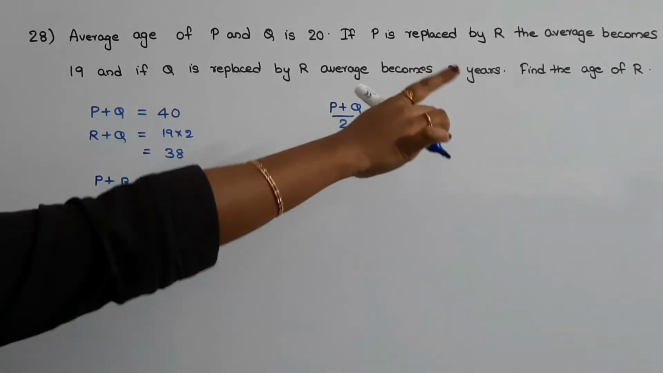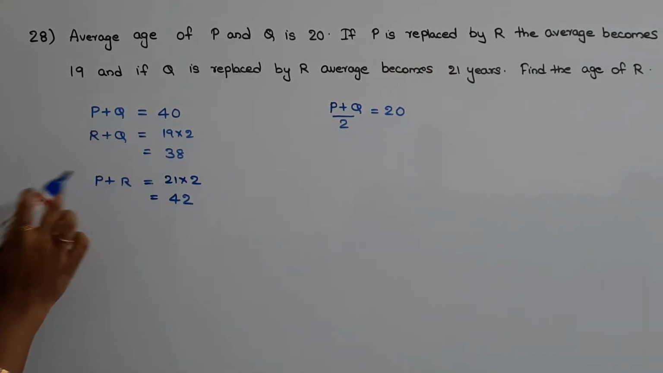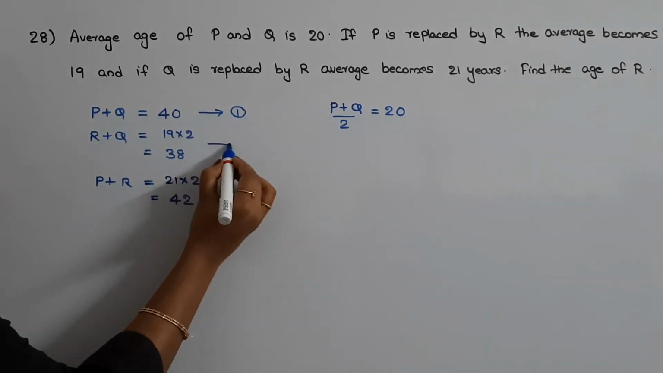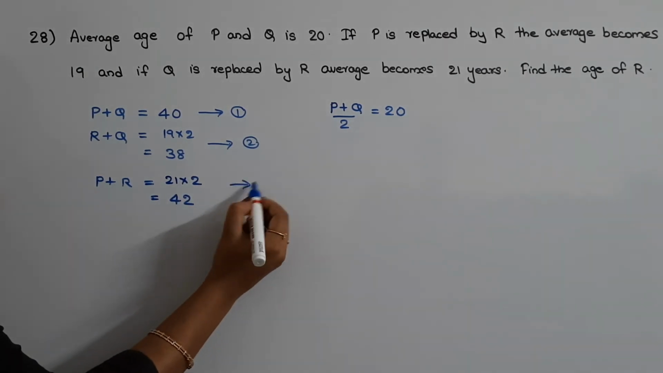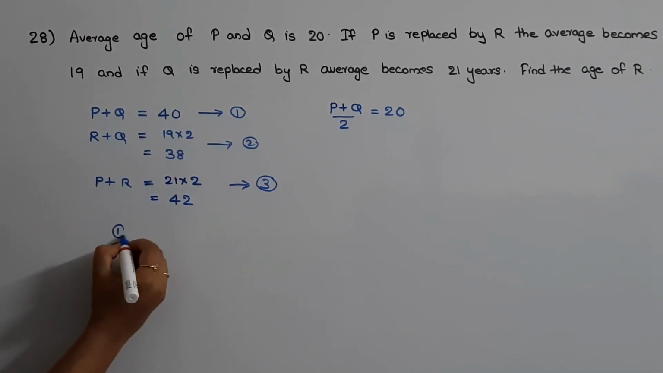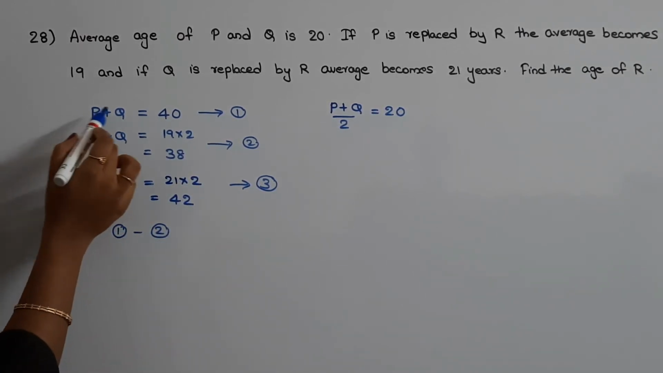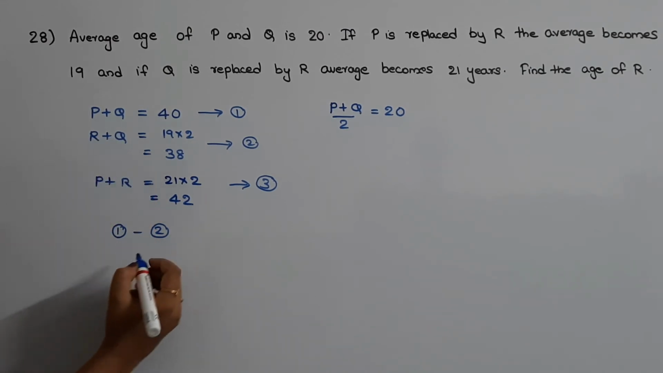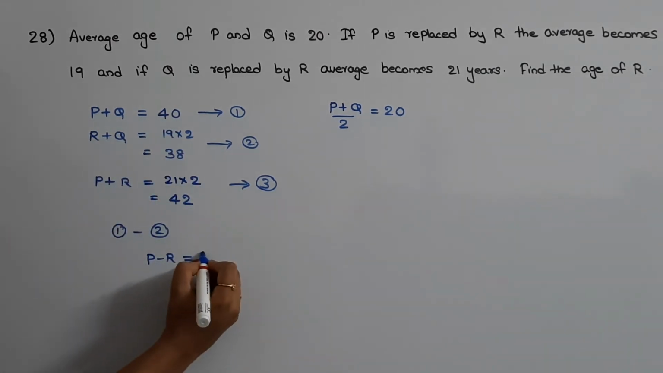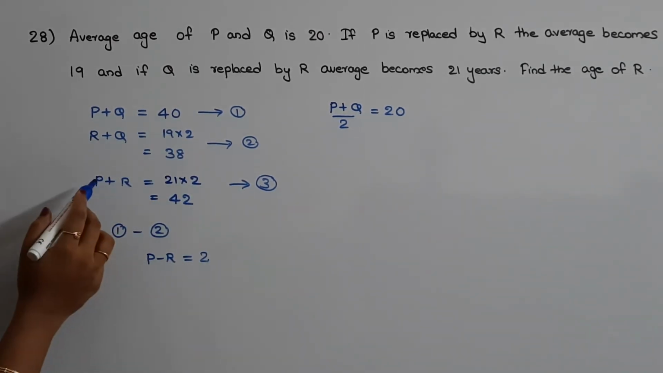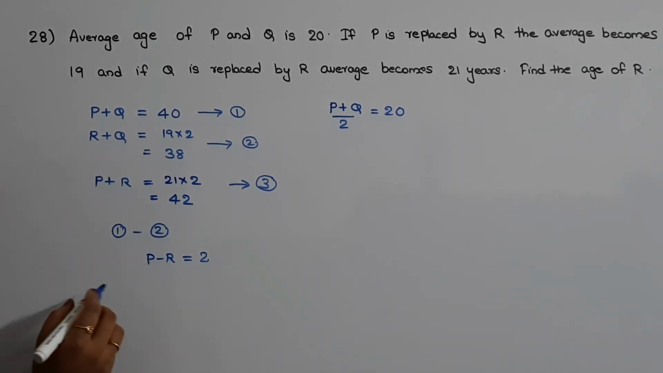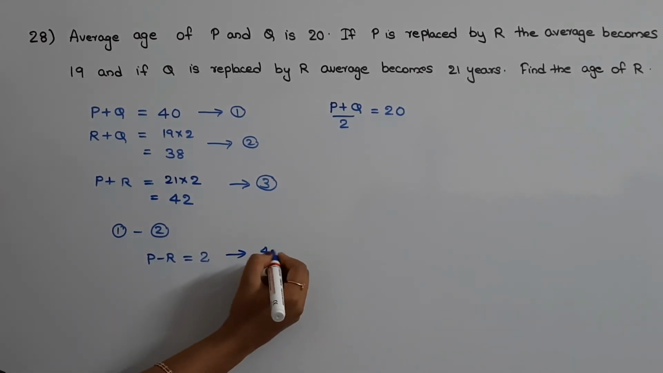We need to find out the age of R. Now by solving these three equations, we will get the value of R. So let us consider this as the first equation, this as the second equation, and this as the third equation. First let us subtract equation 1 and equation 2. Then we will get P plus Q minus R minus Q, which is P minus R, equal to 40 minus 38, that is 2. Now by solving these equations, we will get the value of R.